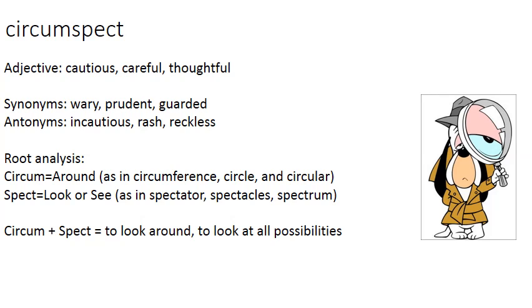If you didn't know that spect meant looking or seeing, you could think of some cognates that include that root. Spectator, spectacles, spectrum. These are words that are probably familiar to you, and as you can see, they have to do with looking or seeing. You take the two roots and you put them together, circumspect, and it means to look around. That is, to be careful or cautious or considering all possibilities that are laid out before you.